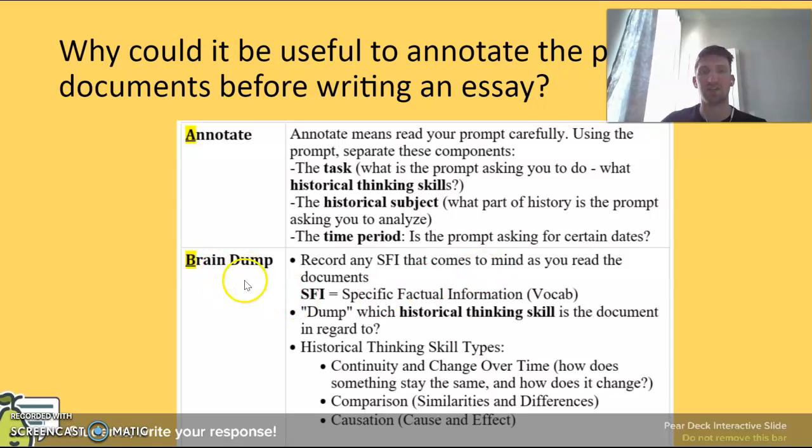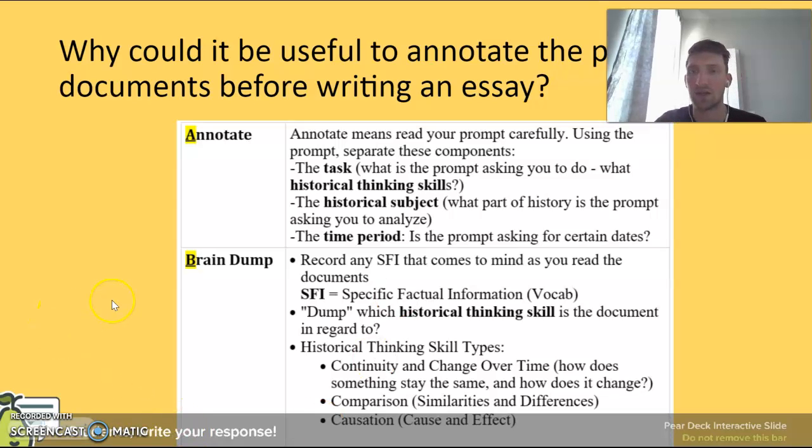The brain dump is just as you're reading the documents, and by the way, you want to annotate the documents as well. As you read through them, what is any SFI they can connect? So any vocab or any specific information that you can connect to those documents. And when you're doing that, that's stuff that you're giving yourself that you can then use in your writing.